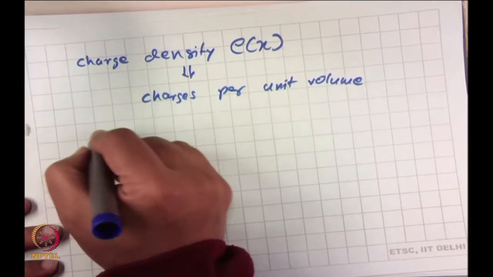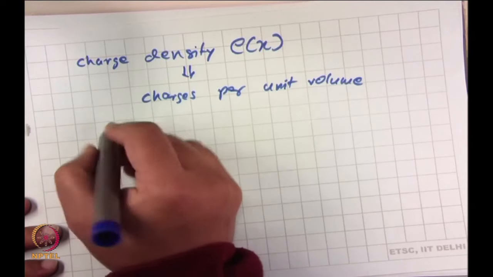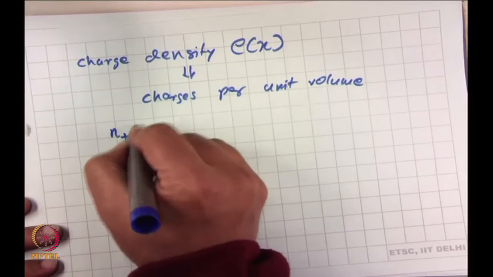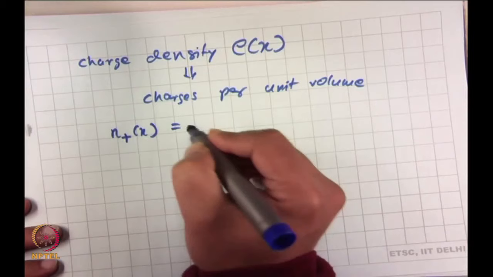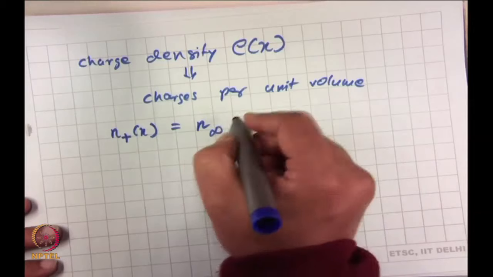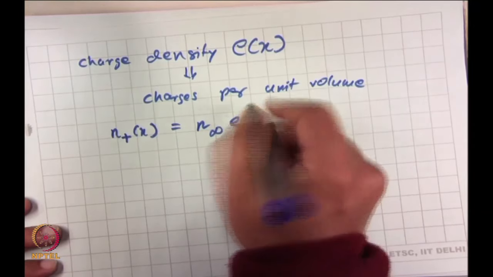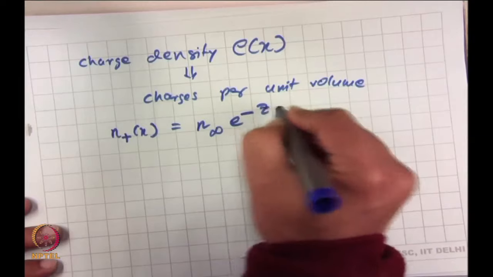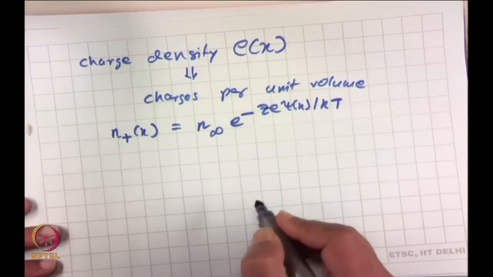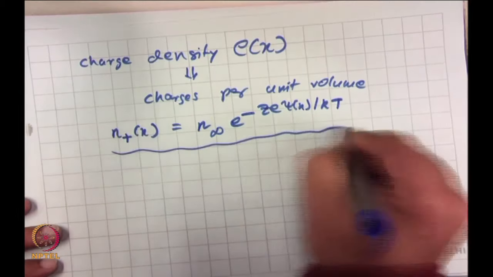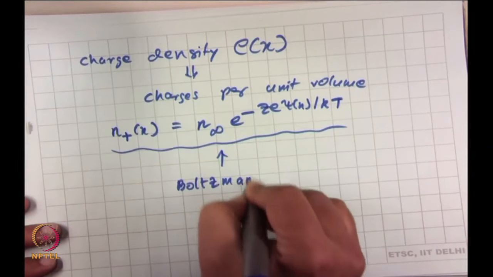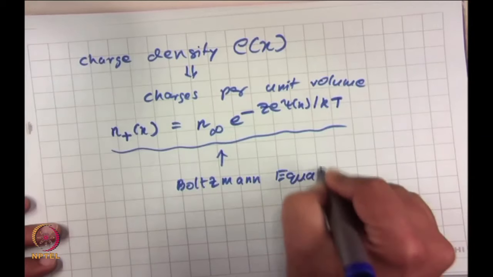Now, this probably you guys know, I can say n plus as a function of x is equal to n infinity e to the power minus z e psi of x over k T. I will tell you what infinity is, and I will tell you what this means, but just for the time being we consider this coming from your Boltzmann equation.